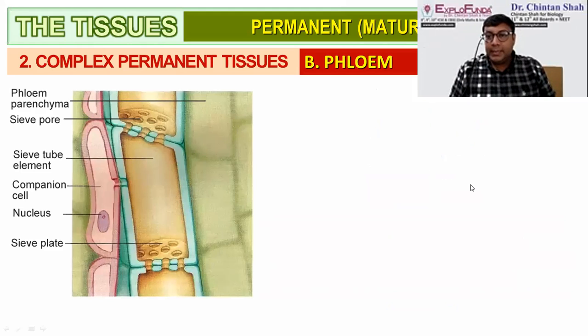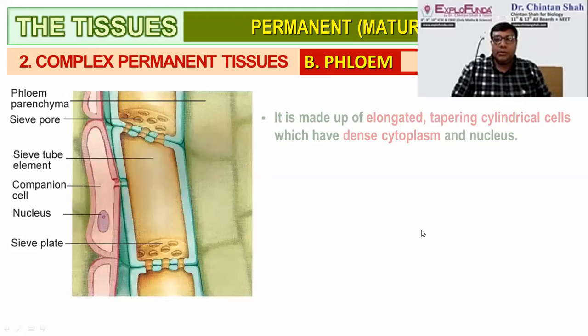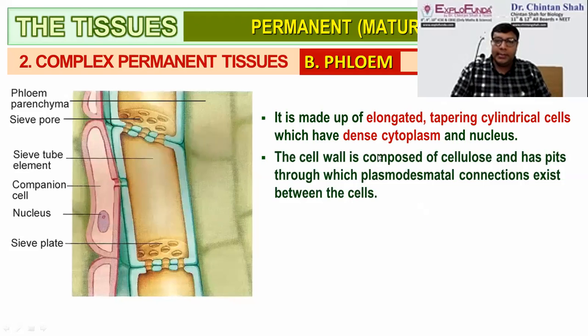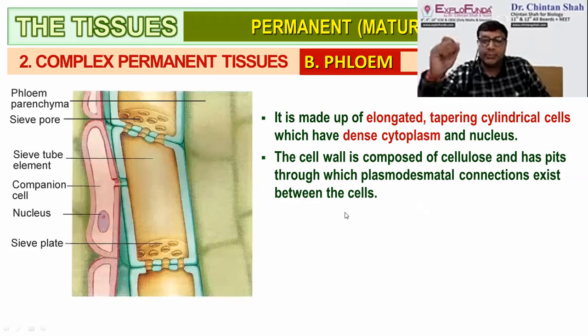The next is about the phloem's part, which is phloem parenchyma. I told you phloem parenchyma is just storing the food, nothing else. So it's made up of elongated tapering cylindrical cells, with dense cytoplasm and a nucleus. The cell wall is composed of cellulose, and has pits through which plasmodesmatal connections exist between the two cells.